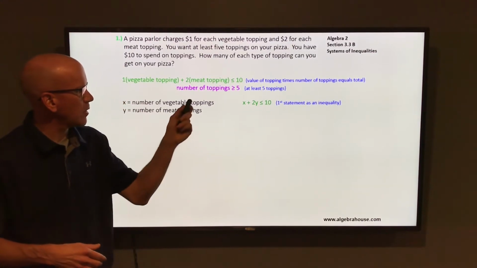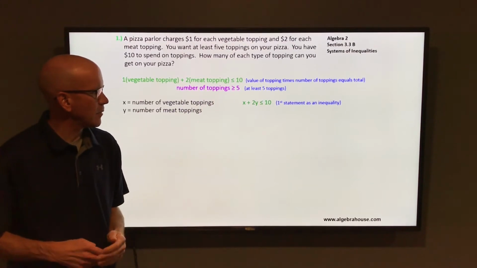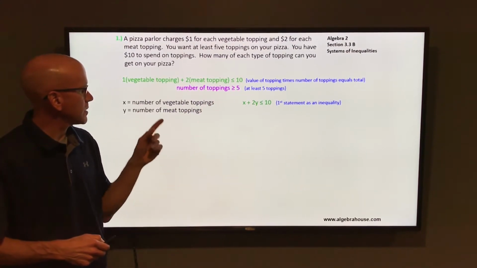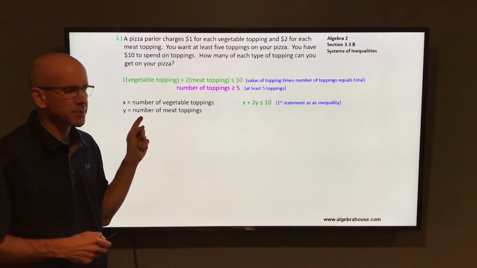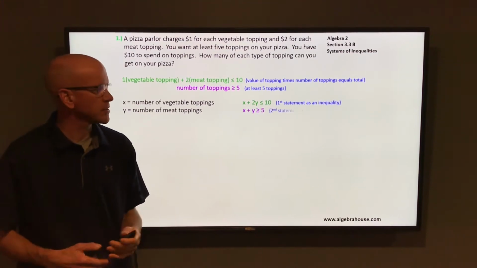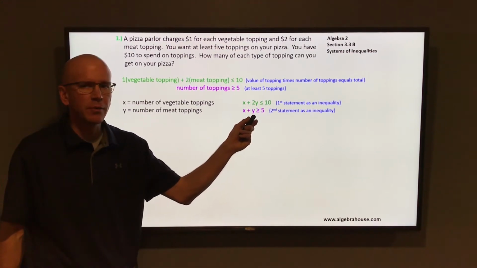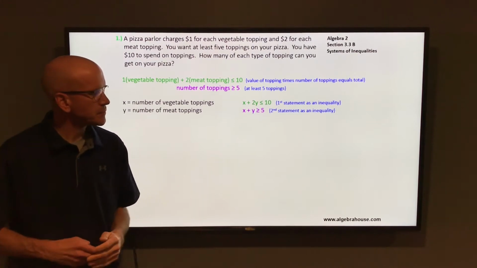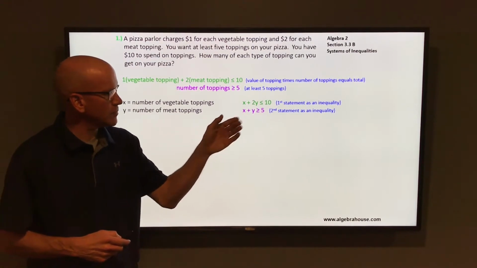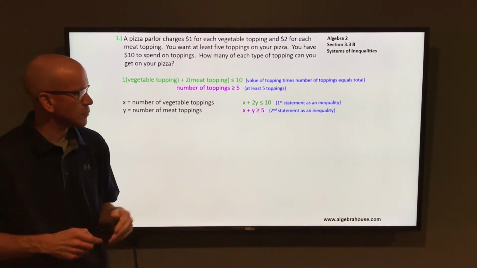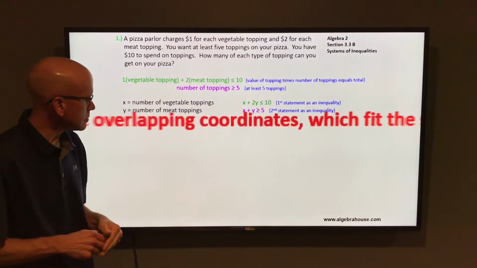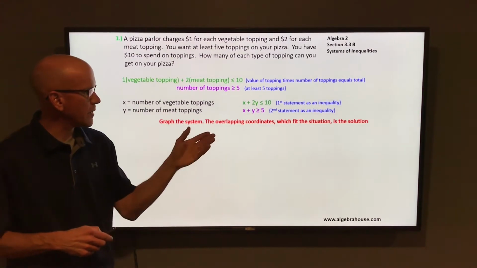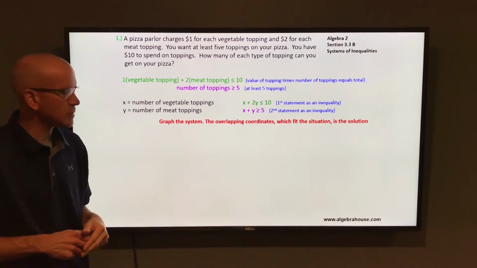For the second inequality, the number of toppings needs to be greater than or equal to 5. So if you take the number of vegetable toppings plus the number of meat toppings, x plus y, that needs to be greater than or equal to 5. So those are the two inequalities. We're going to solve that system. And where they overlap, that is the solution set.